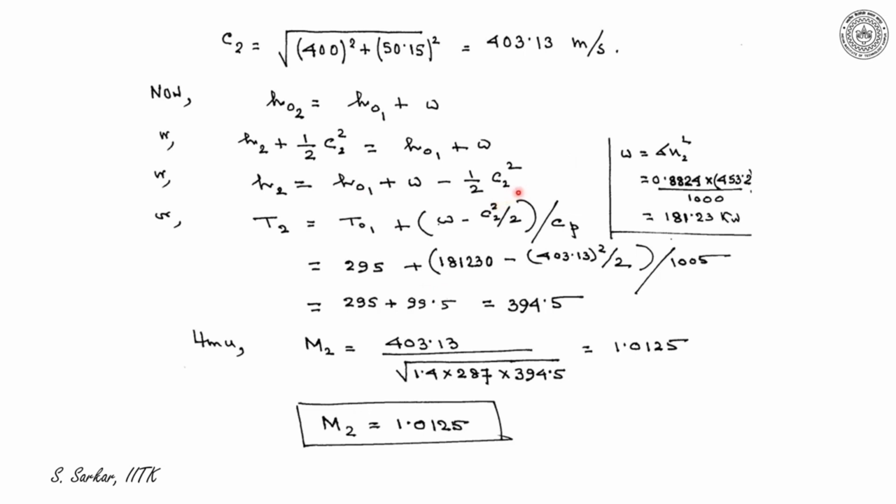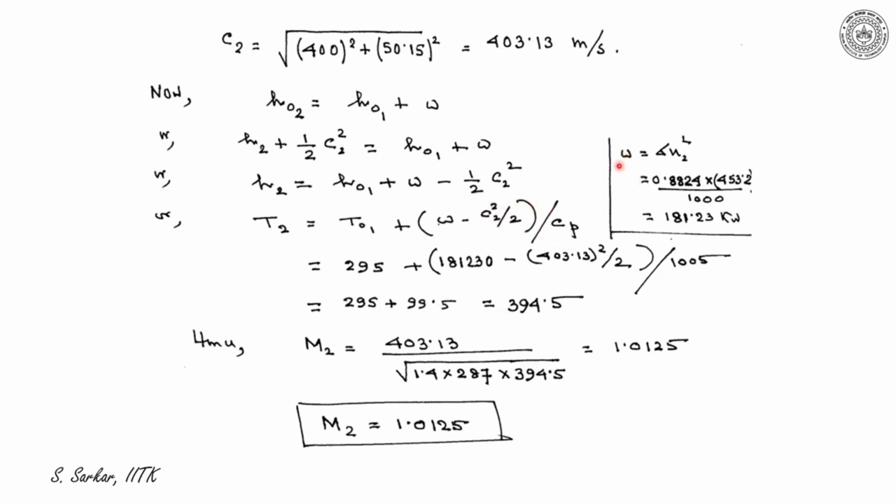Furthermore, H2 I can write as Cp into T2 and H01 as Cp into T01. Thus I can write T2 is equal to T01 plus small w, the specific work, minus C2 square by 2, divided by Cp.